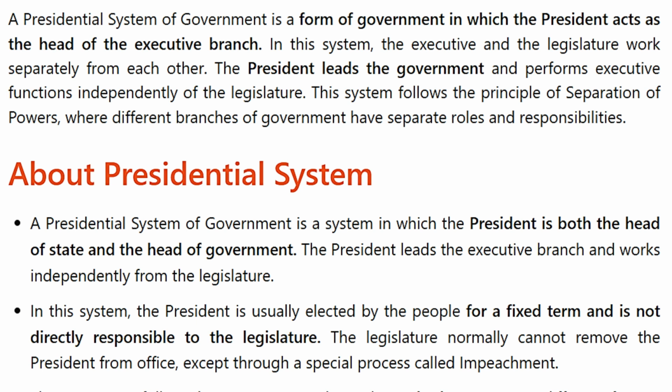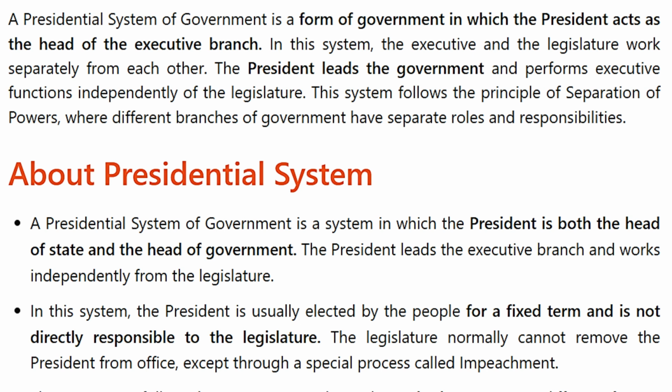A presidential system of government is a form of government in which the president acts as the head of the executive branch. In this system, the executive and the legislature work separately from each other. The president leads the government and performs executive functions independently of the legislature. This system follows the principle of separation of powers, where different branches of government have separate roles and responsibilities.